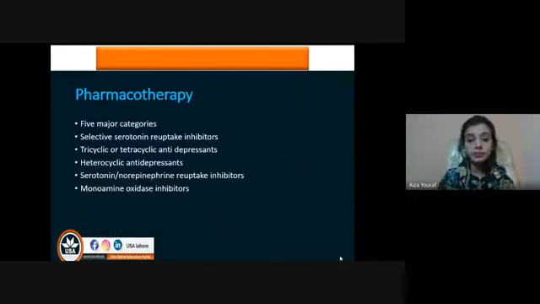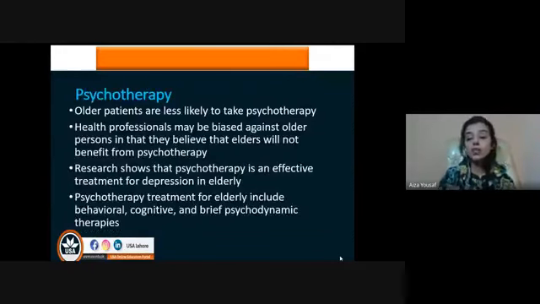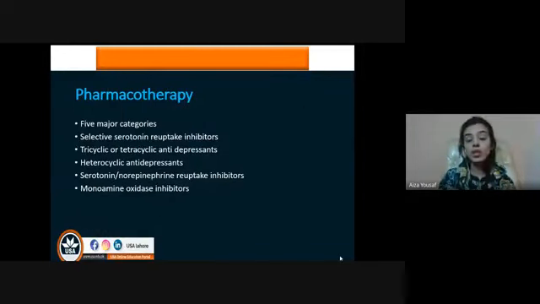Now, pharmacotherapy. There are five major drug categories which may be used in the treatment of depression. Number one is selective serotonin reuptake inhibitors, then tricyclic or tetracyclic antidepressants, heterocyclic antidepressants, serotonin-norepinephrine reuptake inhibitors, and monoamine oxidase inhibitors. These are antidepressants which may be used for the treatment of major depressive episodes. Now, psychotherapy, which is the major front line of treatment for adjustment disorder with depressed mood.